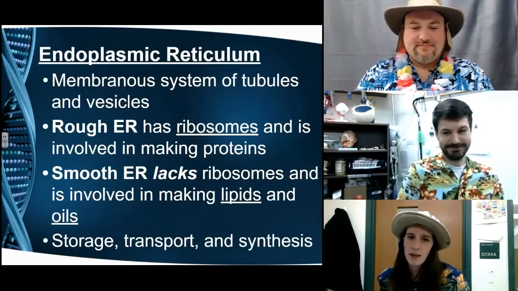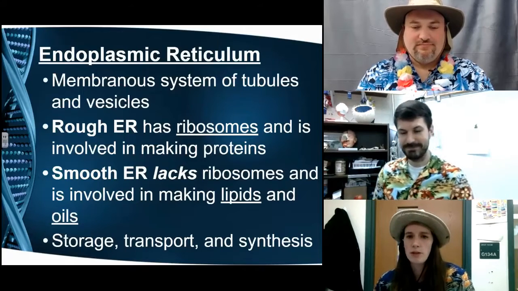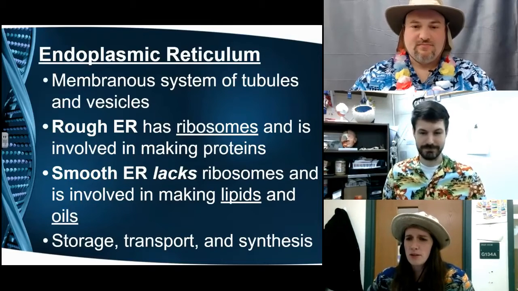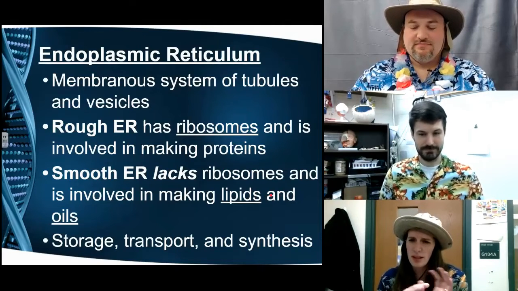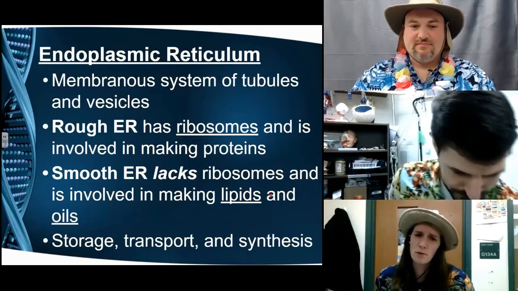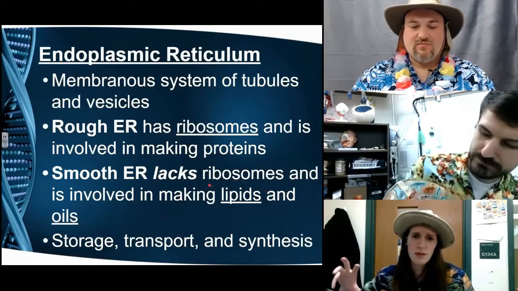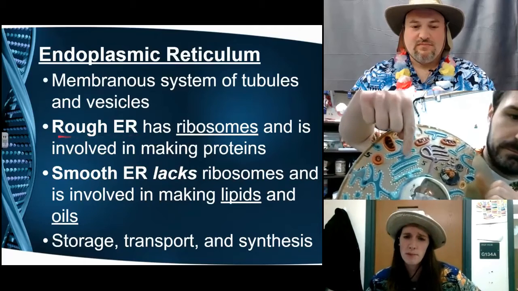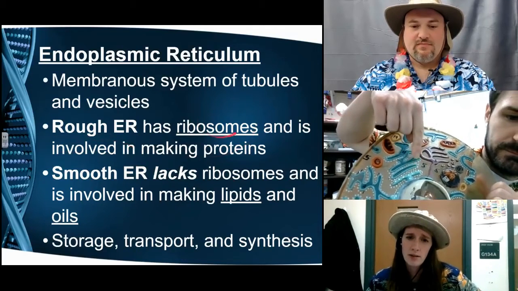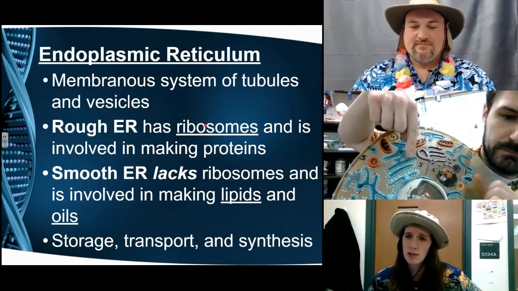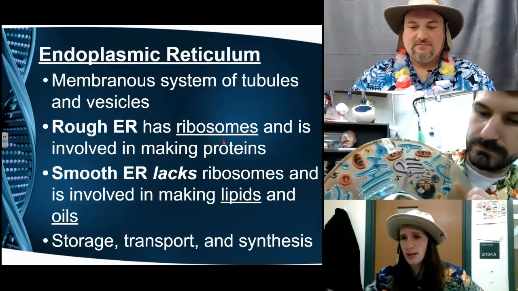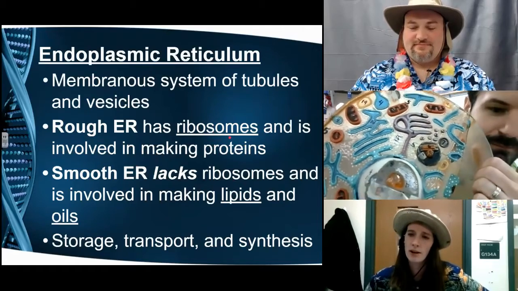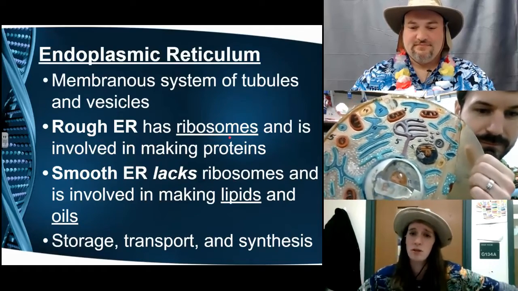So next up, we have the endoplasmic reticulum, which is sometimes abbreviated just ER. It's basically a grouping of all these tubes moving around. And we have two different types of ER. We have our rough endoplasmic reticulum that has ribosomes on it, and it's involved in making proteins. So when you're looking at the cell, Mr. Kemner is pointing out, it's the one that has all the little dots on it. That's how you can tell it's the rough ER. It makes it look like it has a rough surface.